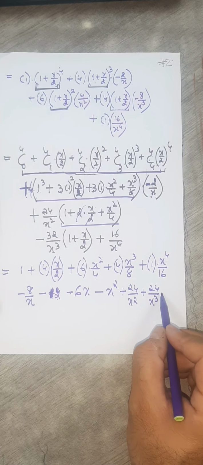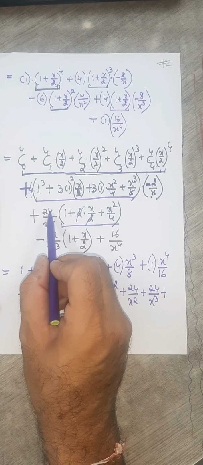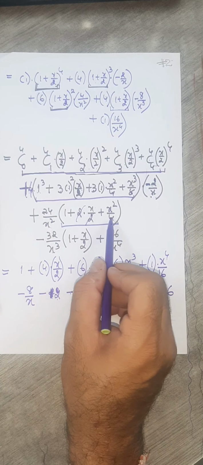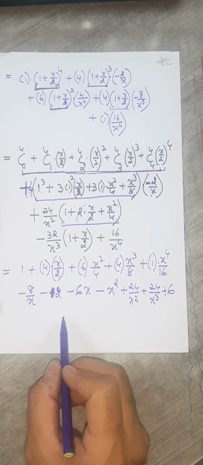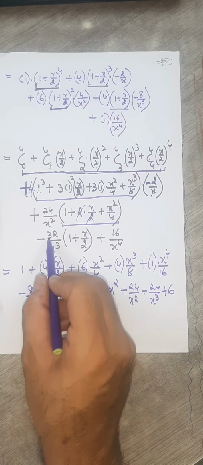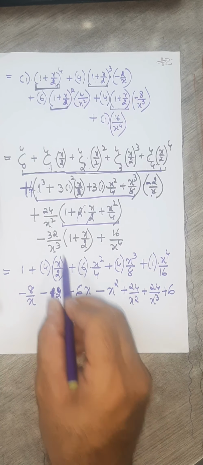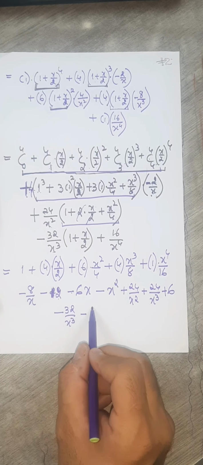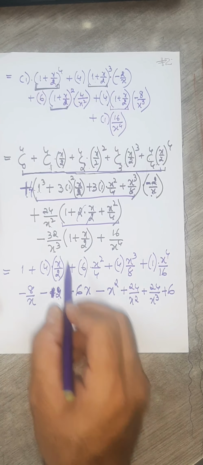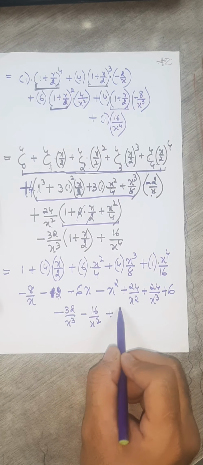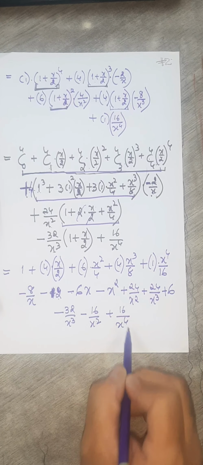Plus, what about this? Here 6, just 6. 24 by 4 is 6, x square will get cancelled. Minus, this is 32 by x cube. Minus, what is this? This is 16 by x square. And finally plus 16 upon x raised to 4.